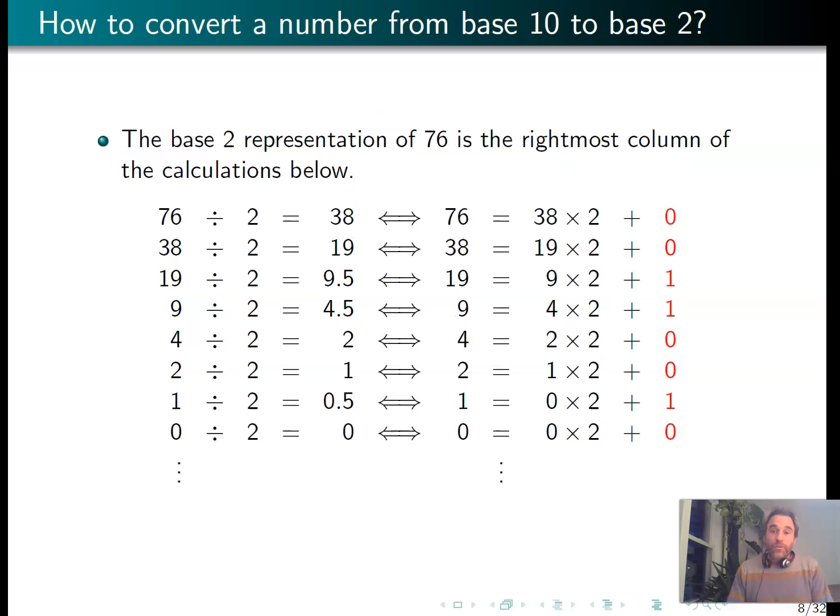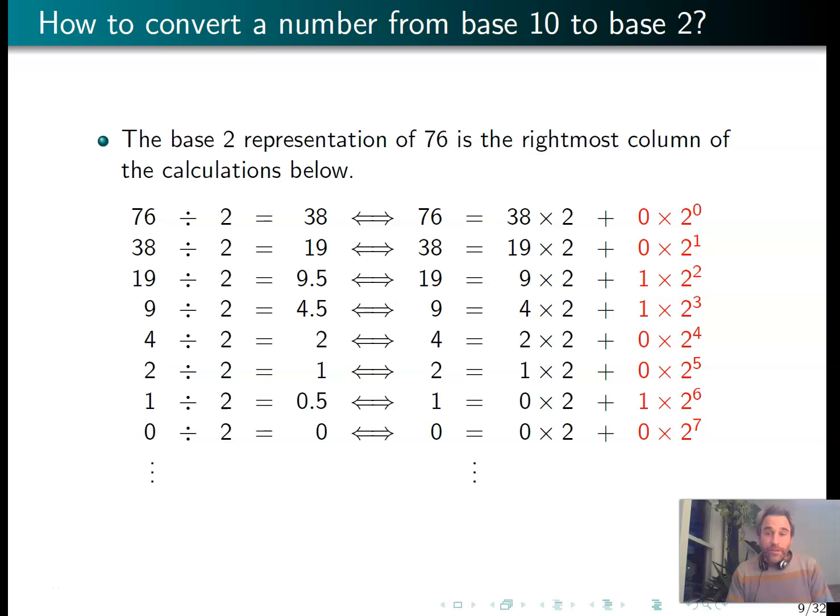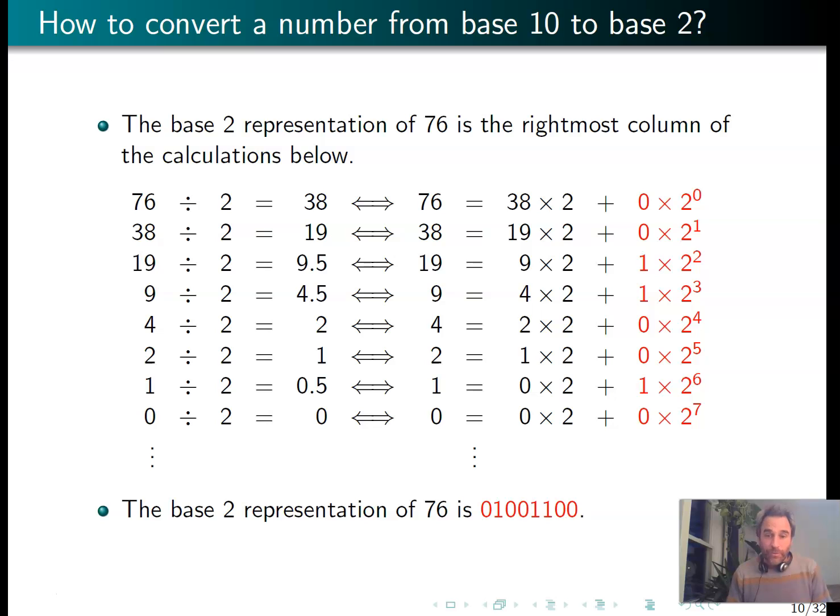So the actual base 2 representation of 76 here is the last column of all these operations. The first number we obtained is 0. That's 0 times 2 to the power 0. The second residue we obtain multiplies 2 to the power 1. The third residue we obtained, which is 1, multiplies 2 to the power 2, and so on. So if I take the rightmost column here and I let it fall on my right, that gives me my base 2 representation of 76. So the base 2 representation of 76 is 0, 1, 0, 0, 1, 1, 0, 0.